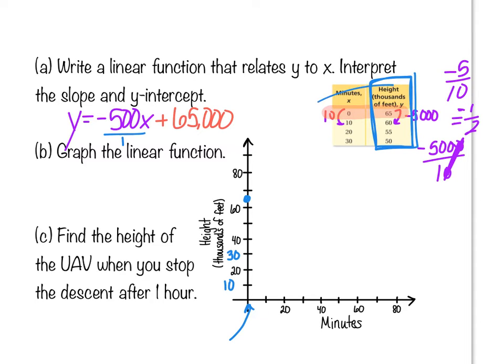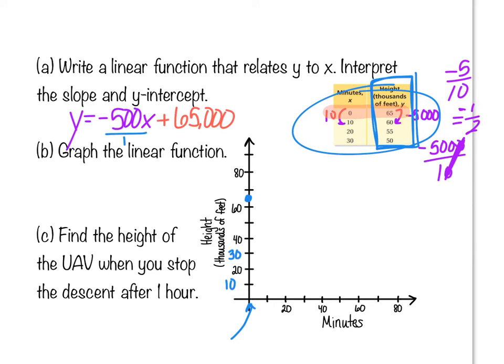So what I'm going to do is just use the points they gave me as (10, 60). We put right here at 10 minutes. Whoops. At 10 minutes, we're at 60,000. And at 20 minutes, we're at 55,000. And at 30 minutes, we're at 50,000, so right there. And you can see our UAV is dropping all the way down, and at some point, after 80 minutes or so, it's going to be back on the ground if it continues this constant descent.